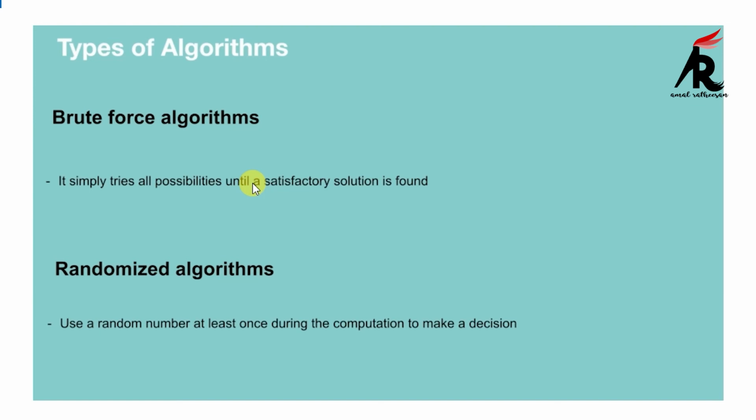And in the case of randomized algorithms, we are using a random number at least once during the computation to make a decision. So at least one time we'll use a random number to get the solution. So that's a randomized algorithm, and we'll discuss all these algorithms later.